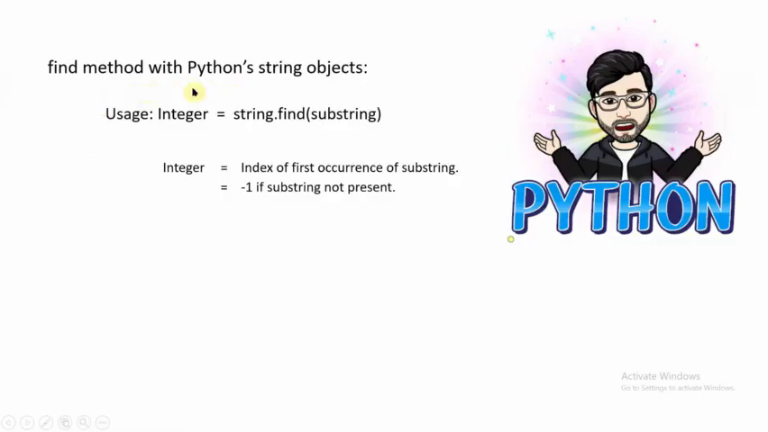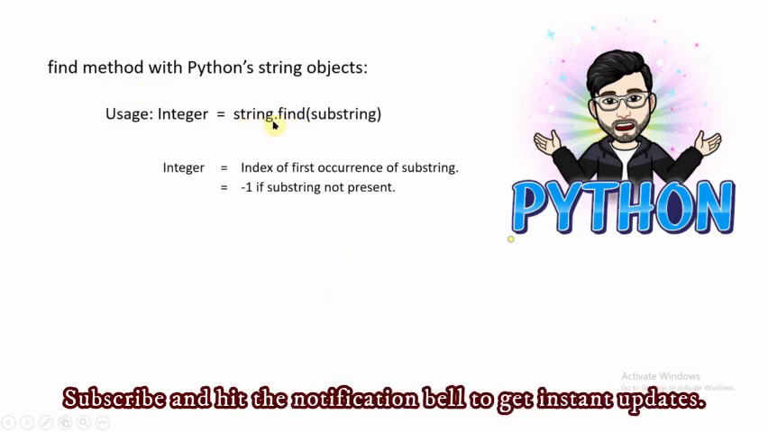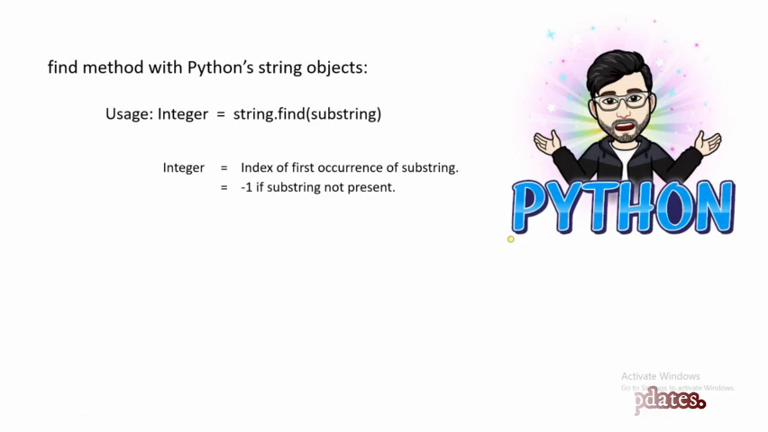So like Java, in Python we have a find method. By using the find method associated with the string object, we can find out the position of the substring. The usage is like this. The string object dot the find method, as input argument we need to supply the substring. Then automatically it will return an integer. So if that integer is -1, that means the substring is not present in that base string. Instead of -1, if that integer has some value, that is the index of the first occurrence of that substring.